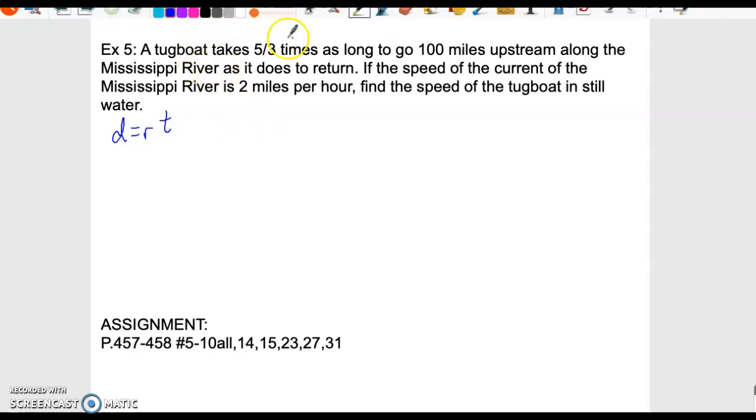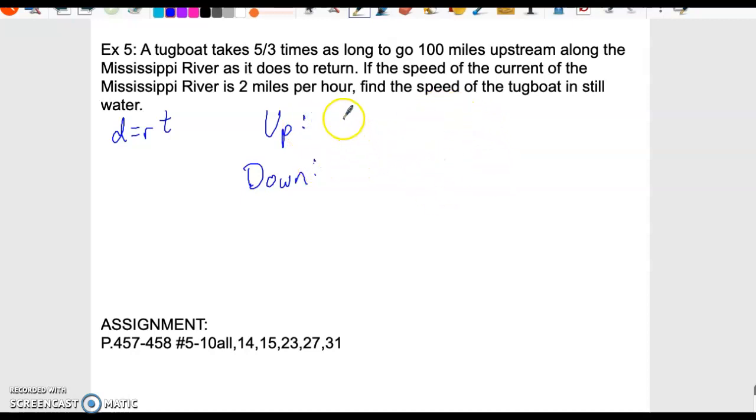So let's read the problem first. We have a tugboat that takes 5/3 times as long to go 100 miles upstream along the Mississippi. If the speed of the current in the Mississippi River is 2 miles per hour, find the speed of the tugboat in still water. So I like how the book explains it. That's why I have the book open. I'm saying you should also look it up. It's not very often I like the way the book explains it.